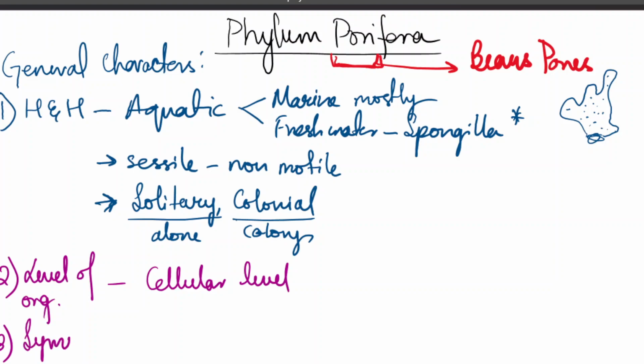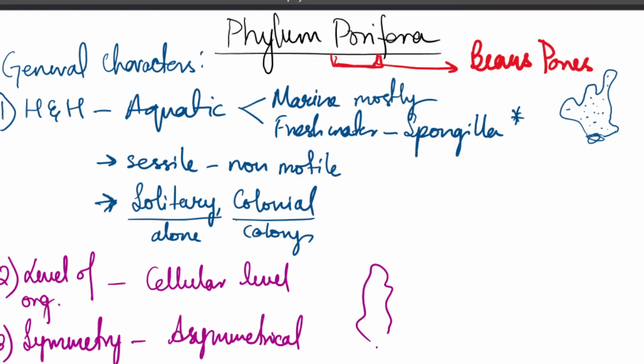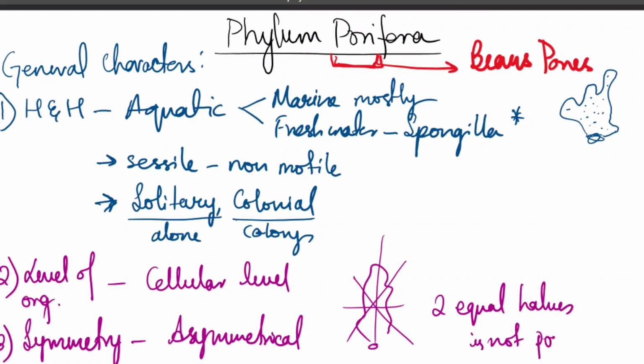The third one is symmetry. Symmetry again is very important. It is asymmetrical, means let's say this is a sponge. Any plane you cut it, we cannot get two equal halves, it is not possible. So this is about the first three general characteristics. Now let's move on to the fourth one.